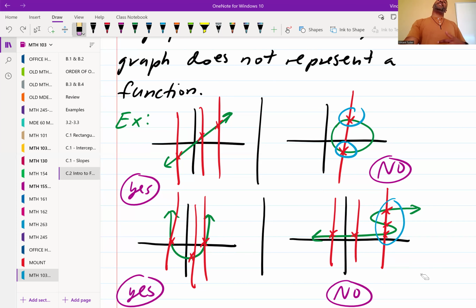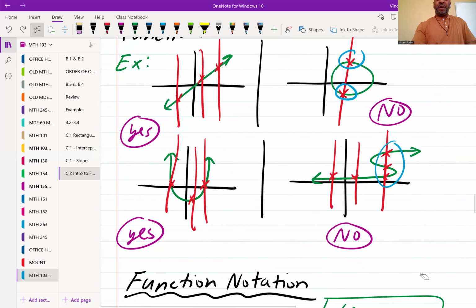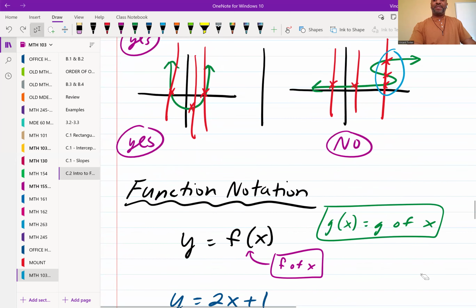Got a question? Yeah, I'm just waiting. My question's always substitute. Okay. Almost finished. This is the last thing right here, function notation, and then we'll get to substituting into our functions.